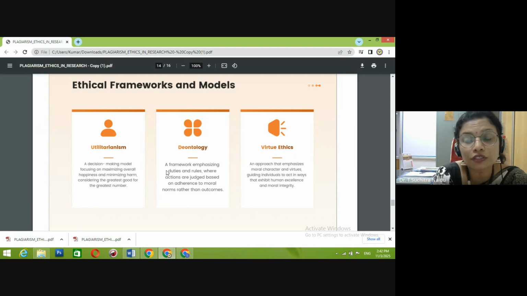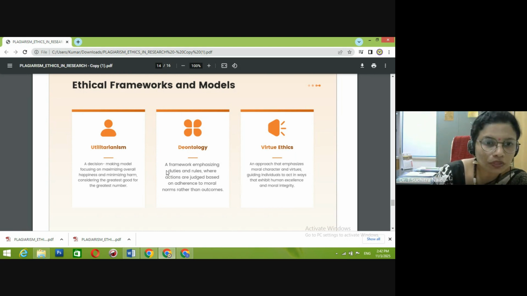But here, for the greater goodness of humankind, the regulatory bodies had to allow it even with a lesser amount of clinical trialing. So that is the utilitarian model of the ethical framework, for the betterment of the large group, or for the betterment of the community. Then coming to deontology.